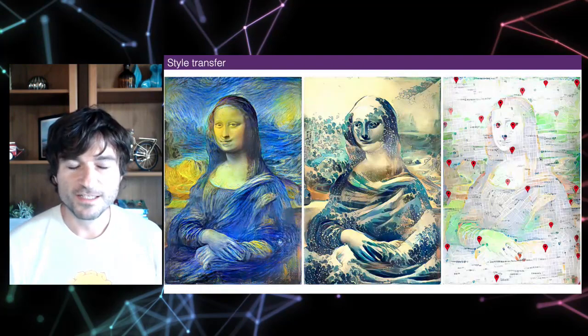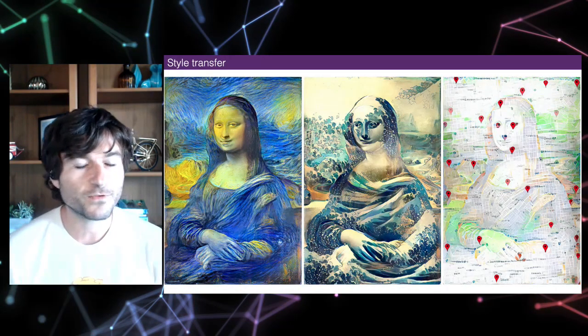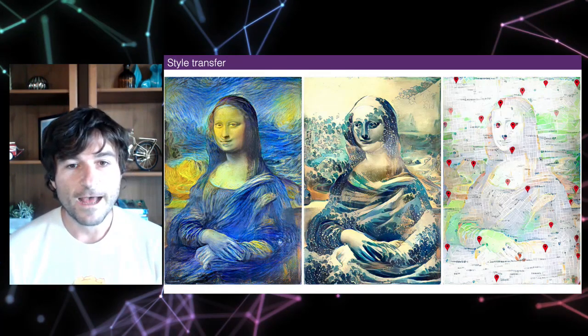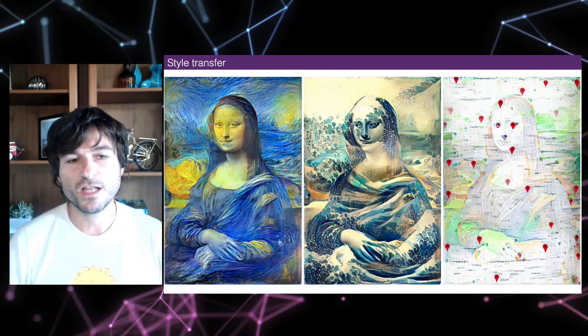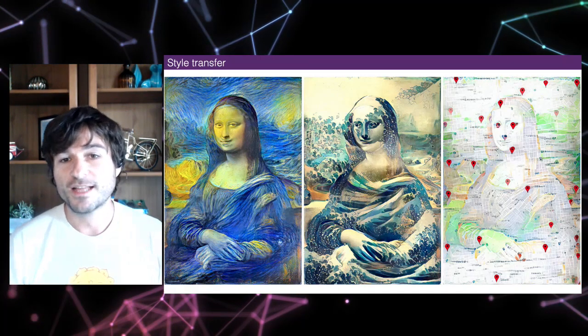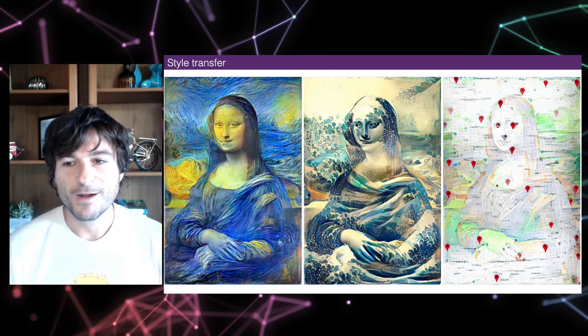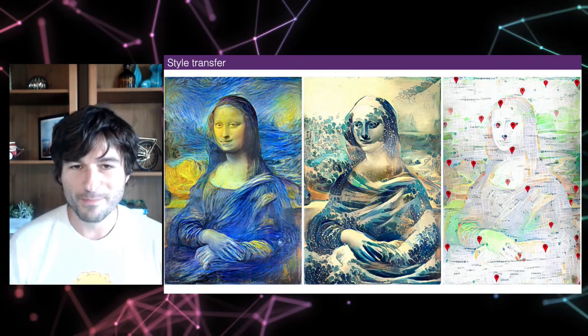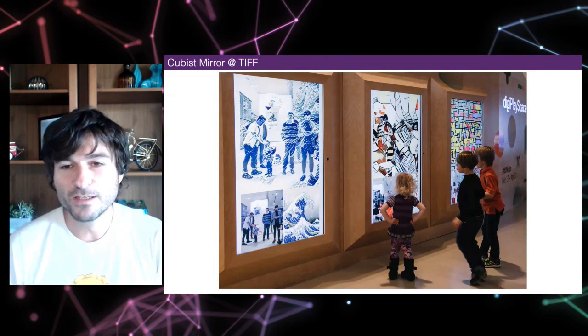So I mentioned earlier style transfer. This is another technique that I've had quite a lot of fun with over the last few years. This is basically the regeneration of one image in the style of another image. So what you're looking at is the Mona Lisa in the style of Van Gogh, in the style of Hokusai, in the style of Google Maps. I really never get tired of using this Google Maps texture. Style transfer has been one of my most popular techniques.